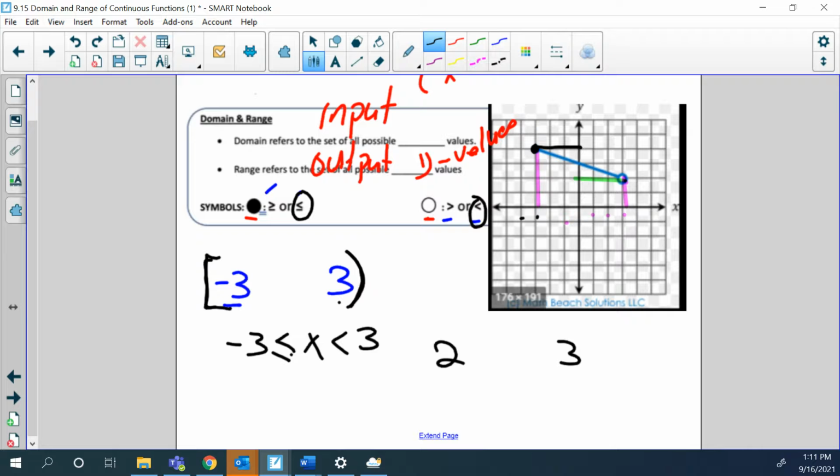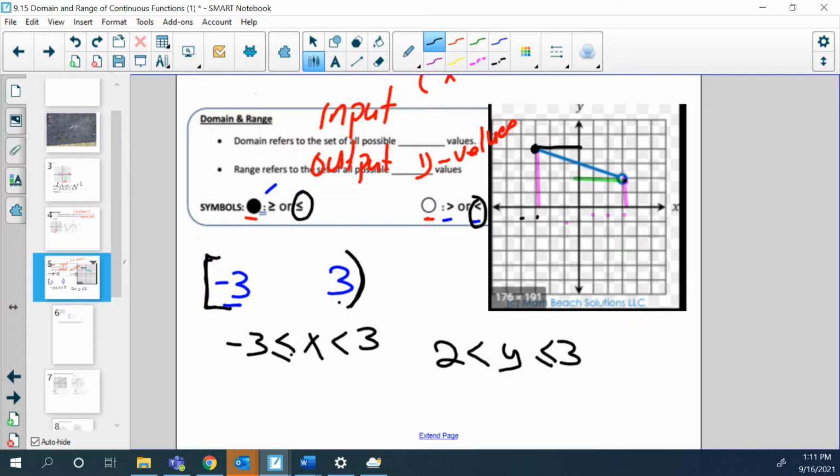Now, for the 3, because it's a closed circle, I'm going to use less than or equal to. For the lowest point, it's an open circle, so I'm going to use a less than next to the 2. And of course, I put a y in the middle. All right? Let's try some more examples.